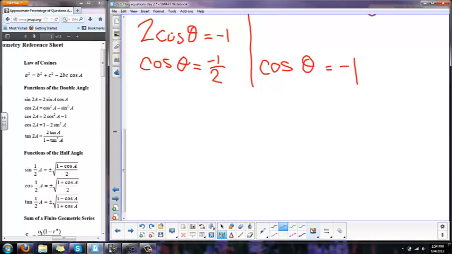Now, what I want you to think about is, my answer for cosine is a negative value. That means that I'm going to have answers in two different quadrants. Wherever cosine is negative, I'm going to have an answer. We know that cosine is positive in the first quadrant and the fourth quadrant, so I'm going to have an answer in the second quadrant and in the third quadrant. Now, the reference angle formulas for these quadrants are 180 minus theta and 180 plus theta.